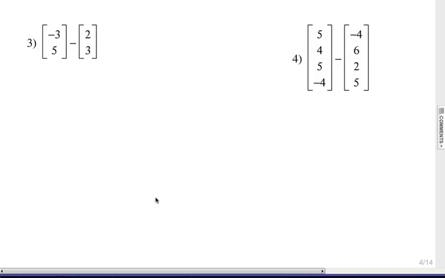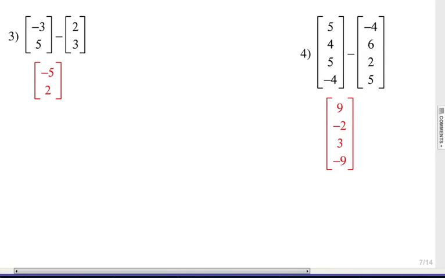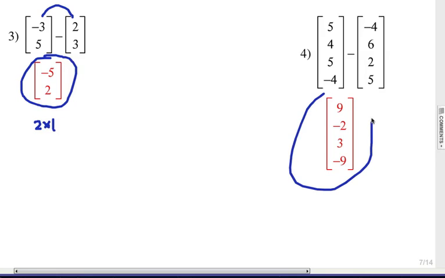Numbers 3 and 4 here, they are both subtraction, so be careful and give it a try. Let's see how you did. We have -3 take away 2. Match those two up right there. That should be -5. Here we have 5 take away 3, which of course is 2. So there we go. That's a 2 row by 1 column, a 2 by 1 answer, isn't it? Alright, let's look at the next one. We've got this matrix minus that matrix. So when you match them up, careful with your signs, this is your final result.